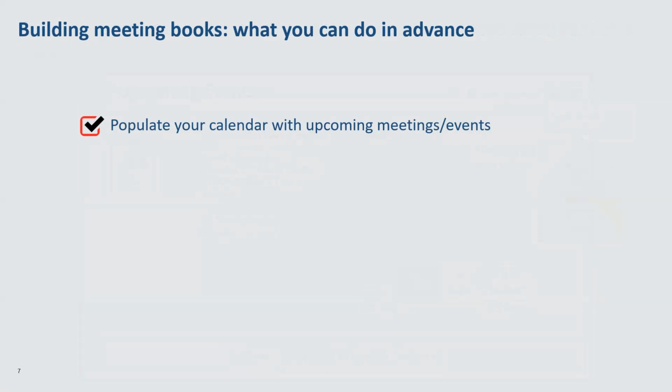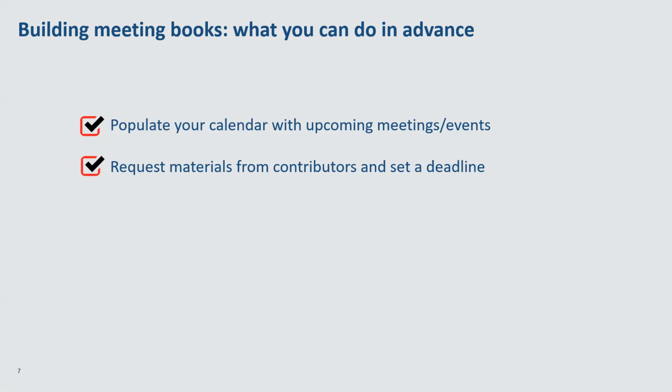So next slide here is what you can do in advance. So of course, one of the things you guys can do is populate your calendar ahead of time. So if you know your meeting dates for the next few months, the next year, go ahead and schedule those in here. You can go ahead and request materials from your contributors and set a deadline. So if you have someone that's going to turn in a presentation for this meeting, you can go ahead and request that in advance and then give them a deadline, of course.